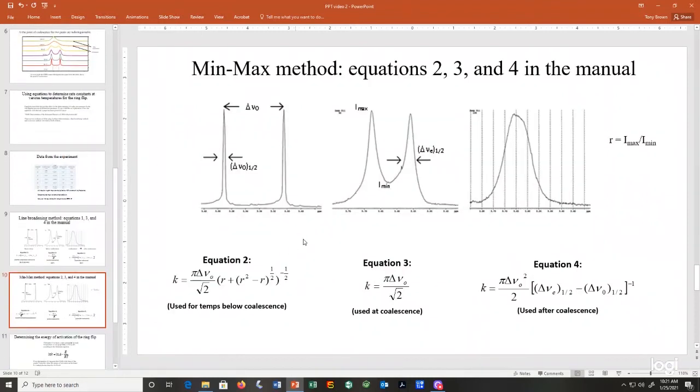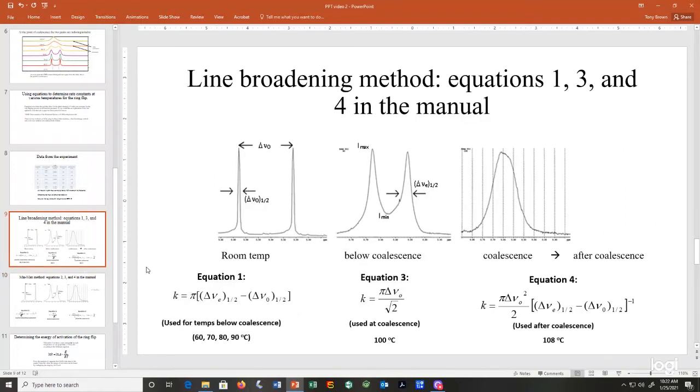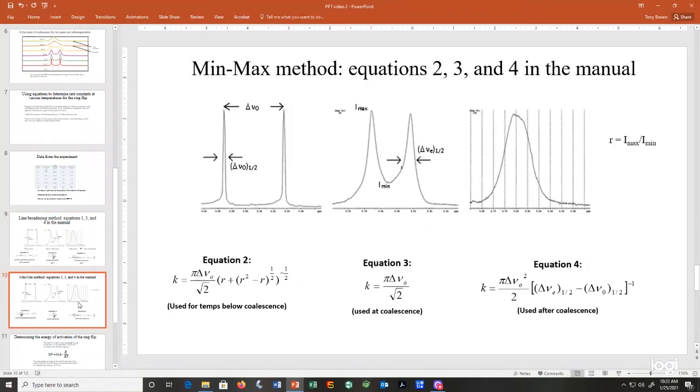So let's move on to the min-max method, and this will be using equations 2, 3, and 4 in the manual. So I will note that equation 3 and equation 4 are the same for both methods, the line broadening method and the min-max method. But for all the temperatures below coalescence, now we're going to use this equation instead of this equation that we were using for the line broadening method.